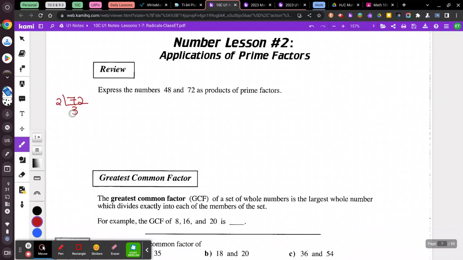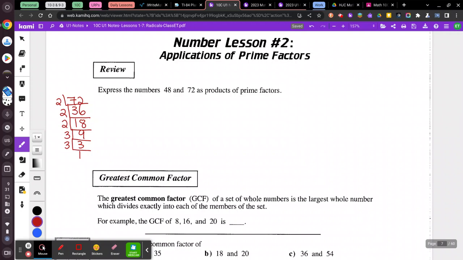72 divides by 2 to become 36. 36 divides by 2 to become 18. 18 divides by 2 to become 9. 9 divides by 3 to become 3. And then 3 divides by 3 to get our 1. You always have to reduce it down to a 1 in the division table.